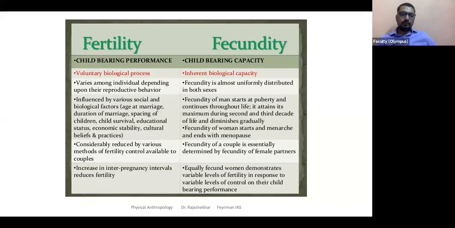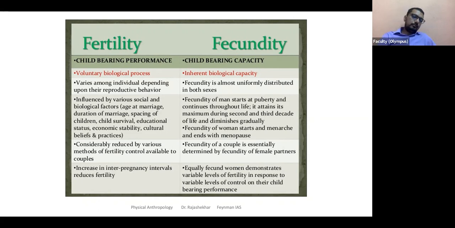Next, equally fecund women demonstrate variable levels of fertility. So more or less all women, except for some genetic or hormonal issues, are equally fecund. They can have an equal number of children, but they show variable levels of fertility. Fertility is a limiting factor for fecundity. There may be different factors influencing their fertility, as we briefly talked about. Thereby it defines how many children they can actually have. Although they can have about 27, 28 children in their life, usually nobody has so many children.